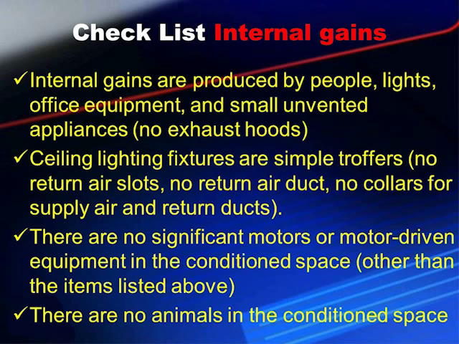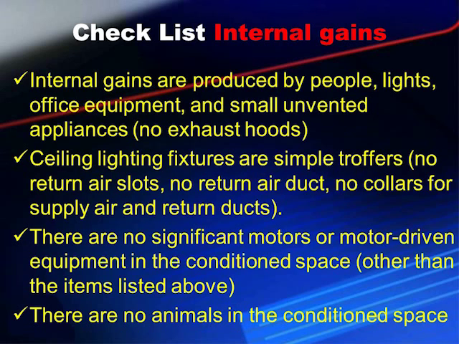Internal gains. Internal gains are produced by people, lights, office equipment, and small unvented appliances. No exhaust hoods, and that means big exhaust hoods, not like a little small kitchen exhaust. Ceiling lighting fixtures are simple troffers, which, what does that mean? That means they're a light fixture. They don't have any ductwork attached to them. They don't have any airflow going through them. They don't have any kind of way that they're adjusting air or air is going in and around them. You see that in commercial buildings sometimes where they have them hooked to the supply or the return ducts.